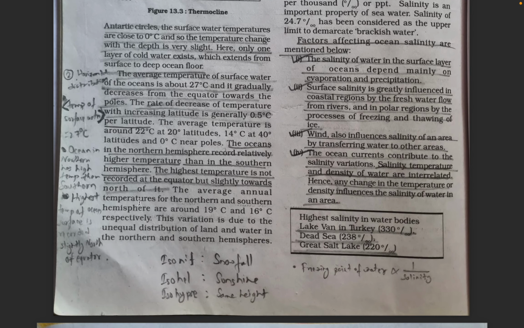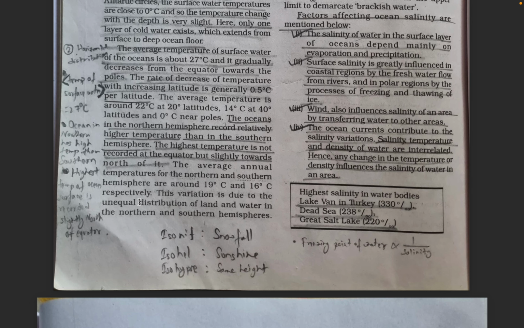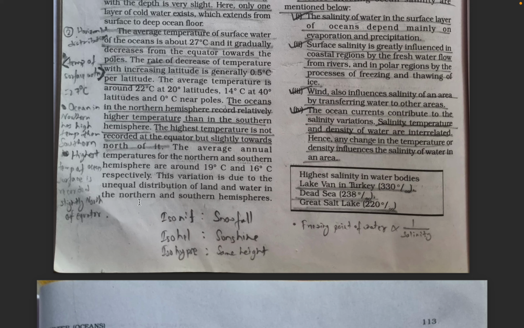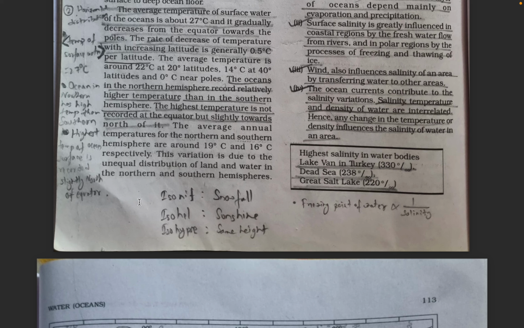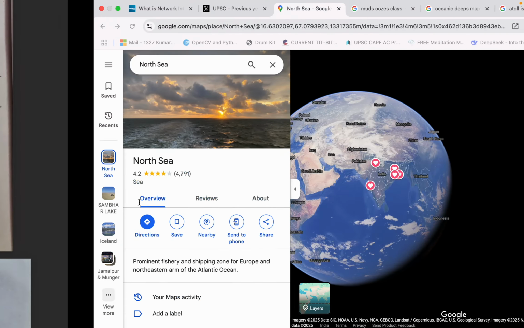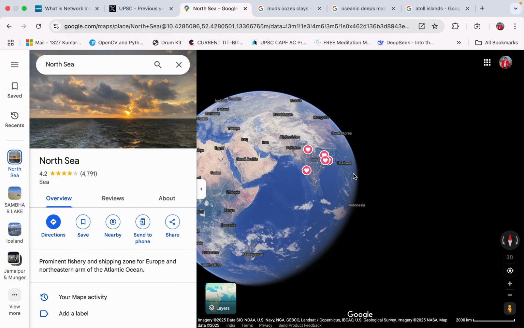Now, horizontal distribution. The average temperature of surface water of the ocean is 27 degrees Celsius, as we know. As we go from the equator to the poles, the temperature starts to decrease because of the insolation received by the ocean. The rate of decrease is around 0.5 degrees Celsius per latitude. The ocean in the northern hemisphere records relatively higher temperature because the land area is greater in the northern hemisphere, so it records relatively higher temperature than the southern hemisphere. The highest temperature is not recorded at the equator, but slightly above it to the north, because the land is mostly located over the northern side.